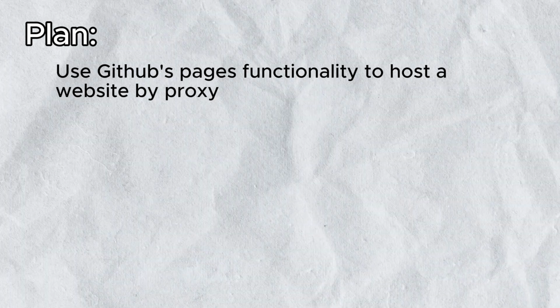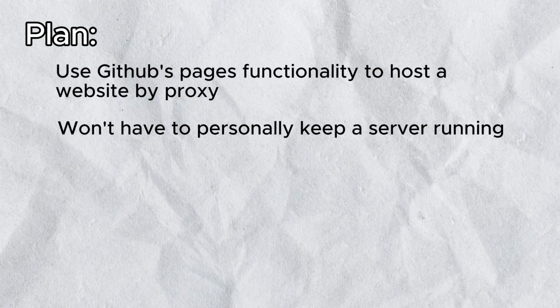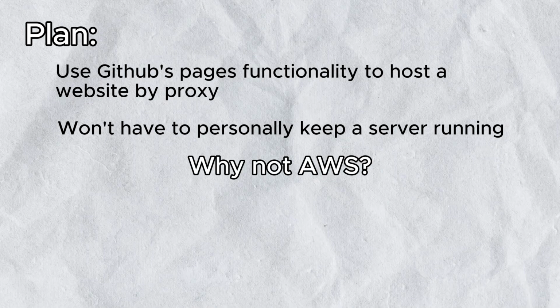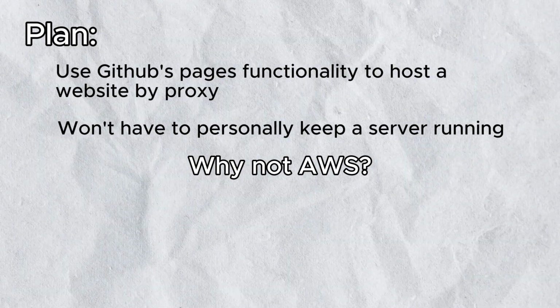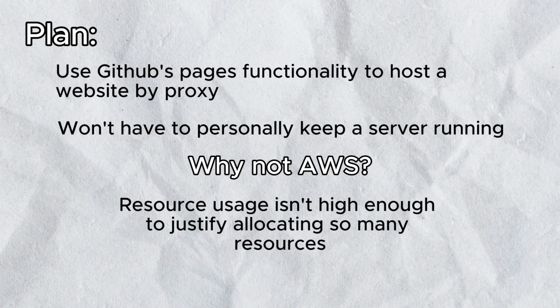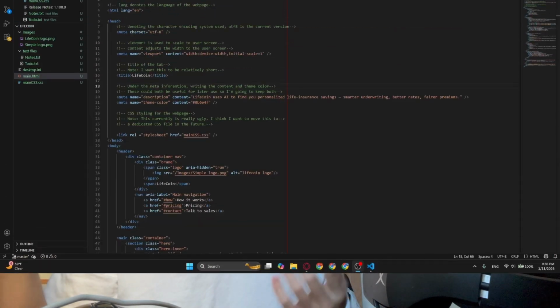This will let me host by proxy using GitHub's server so that I don't have to personally keep a server up and running 24/7. I could also do this with Amazon AWS since I have a bit of experience there too, but for now, I don't think there's going to be a lot of foot traffic on the site, so there's not much need to allocate resources into an AWS web host. So what are we waiting for? Let's go ahead and get right into it.